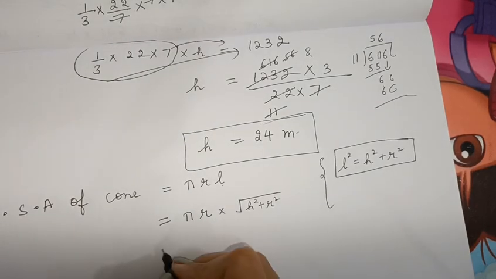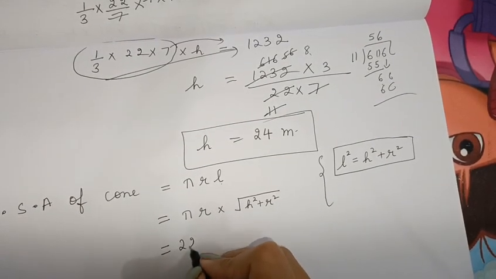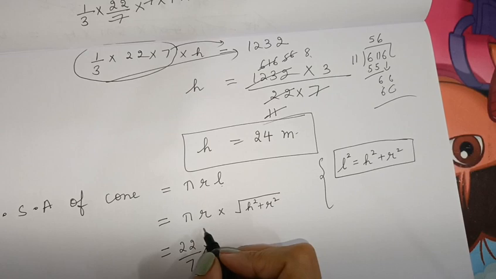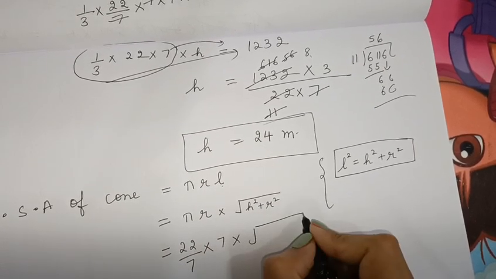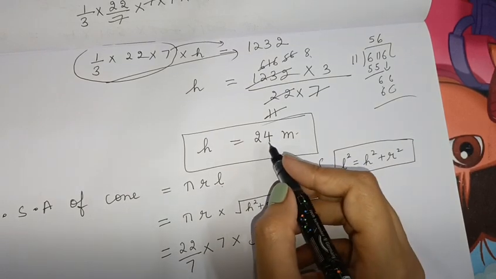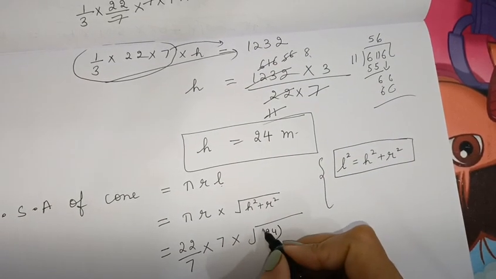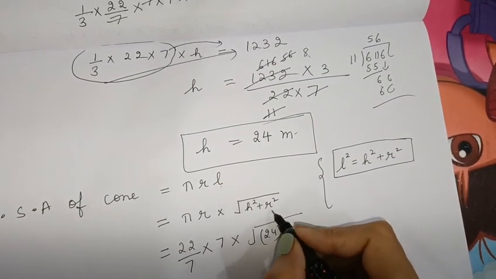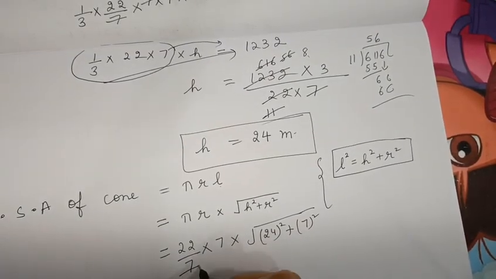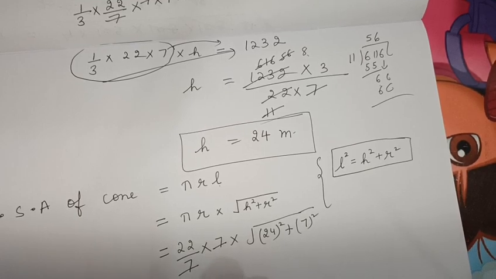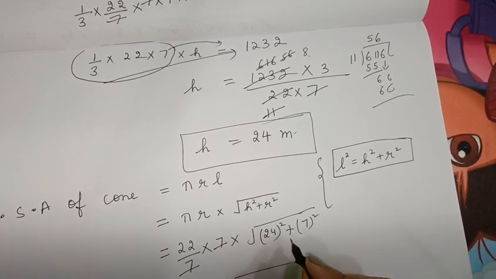So here directly I am writing. Now π's value is 22/7, r's value, radius of cone, is equal to 7, and here we'll just substitute height. Just now we have found 24², r is given to us 7². So the 7 and 7 will get cancelled. So 22 into under the root 24².